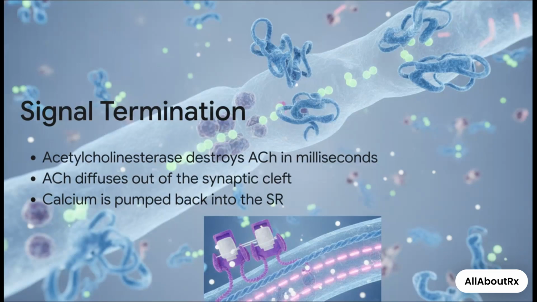But hey, a contraction isn't very useful if you can't turn it off, right? This whole process shuts down in mere milliseconds. An enzyme called acetylcholinesterase rapidly destroys the acetylcholine. Some diffuses away, and active pumps fiercely shove the calcium back into the sarcoplasmic reticulum. No calcium, no binding. The contraction halts instantly.